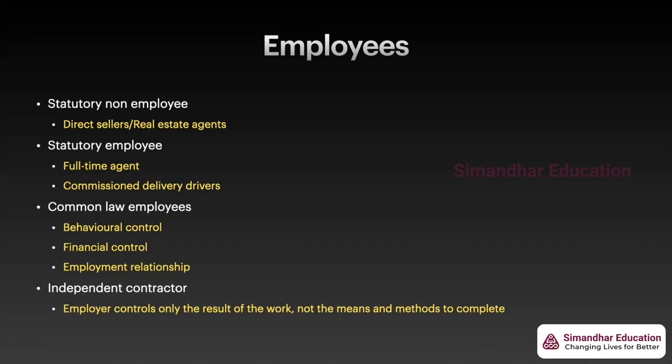These workers are treated as independent contractors for tax purposes. Examples of these could be direct sellers or real estate agents. So if you are a real estate agent, or if you're selling certain products directly from a supplier, then you would fall under the definition of statutory non-employee. They only pay self-employment tax, but are not considered employees as such, right? So self-employment tax can be similarly treated to a sole proprietorship.